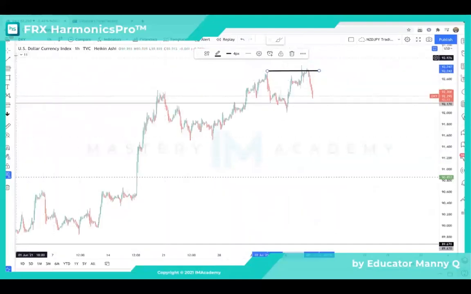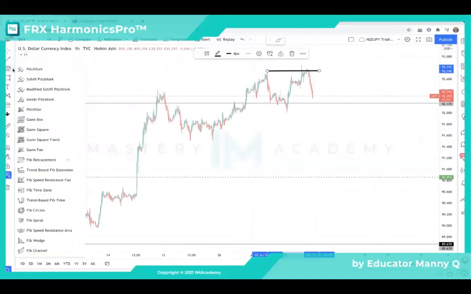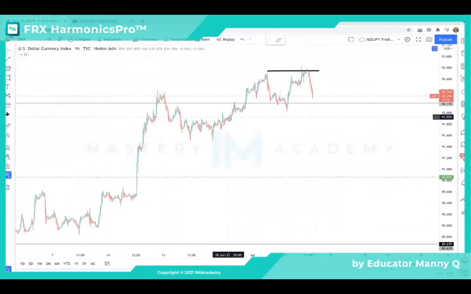And right here on the left-hand side, these are going to be all of the tools that you need to start marking up your charts. And each tool has a little arrow, and you can go through these arrows and then just dive into several different tools to use to mark up your chart.